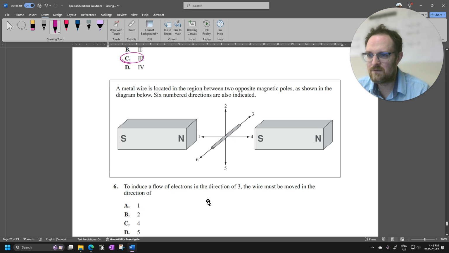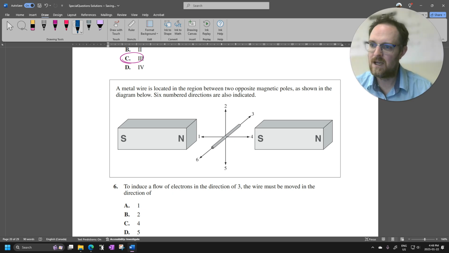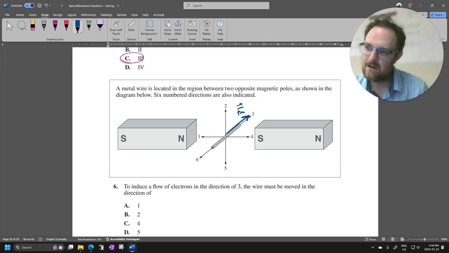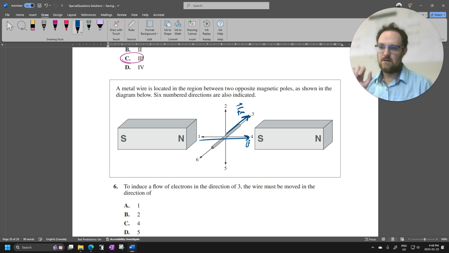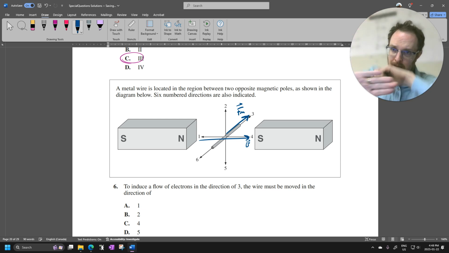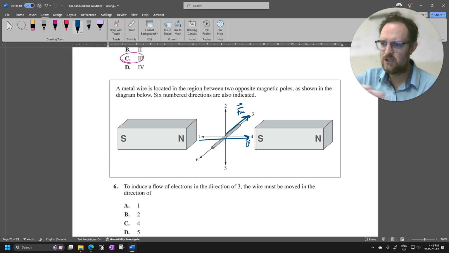This one here: to induce electron flow in the direction they want, they want the electrons to go this way. So that means we have to force them that way. So we have to create a force that way. We have the magnetic field going this way. So we have to figure out which way we're going to move the whole wire. So that's where I have to figure out where my thumb is. In this case, I put my palm into the page, fingers from north to south.